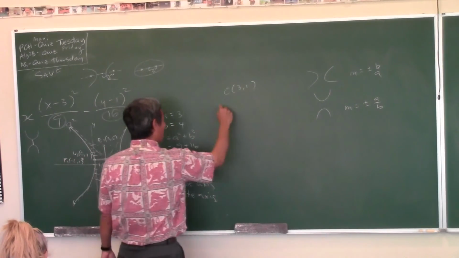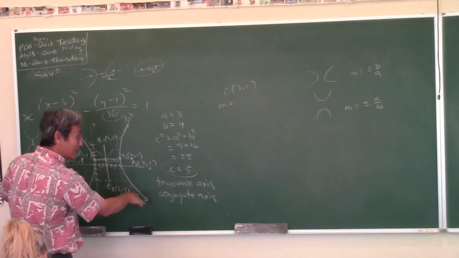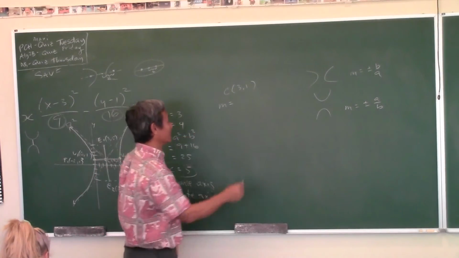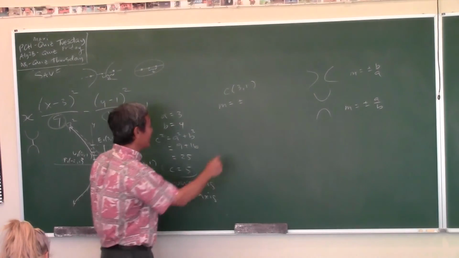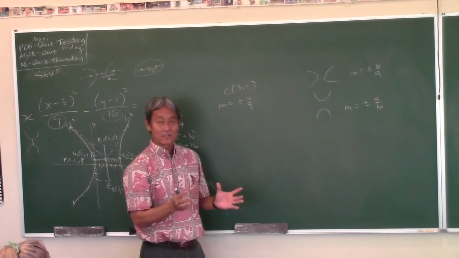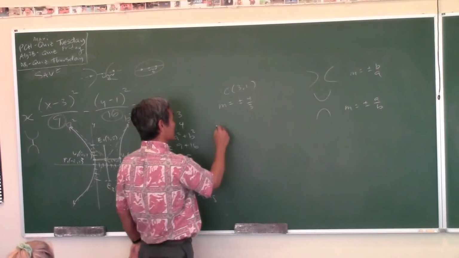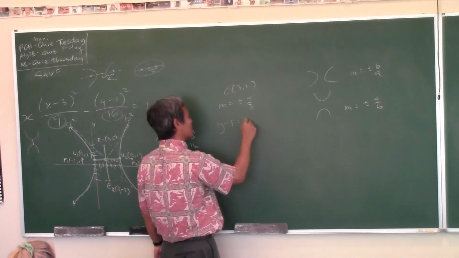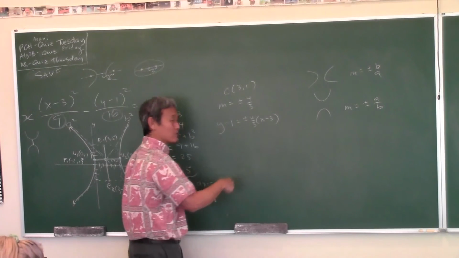So in this problem, since it opens left and right, it's gonna be plus or minus what? B over A, which is 4 over 3. And if you have a point and you know the slope, what's the fastest way to write the equation of the line? Point slope form. So just go like this. Y minus 1 equals plus or minus 4/3 times x minus 3. Boom! Those are the asymptotes.